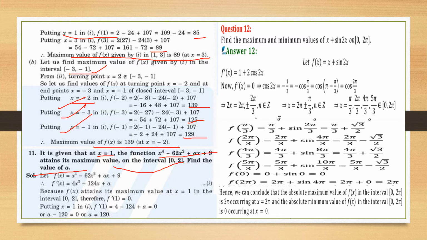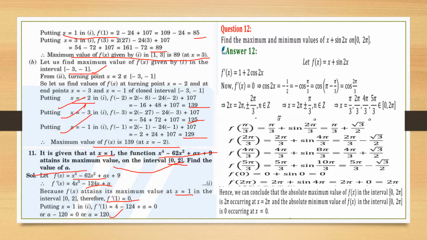This is a 1 mark question, so we'll do it like this. f of x is this, so this is the derivative. Since f of x is attaining its maximum value at x equal to 1, and moreover this 1 also belongs to this interval, that means f dash 1 is 0. By replacing x by 1, we'll get e as 120.